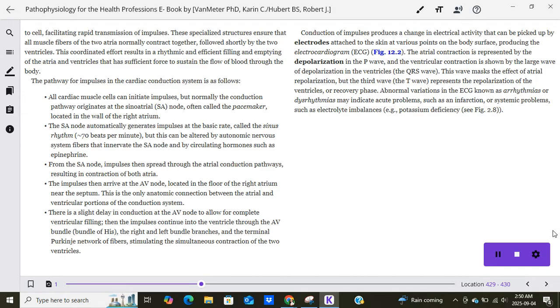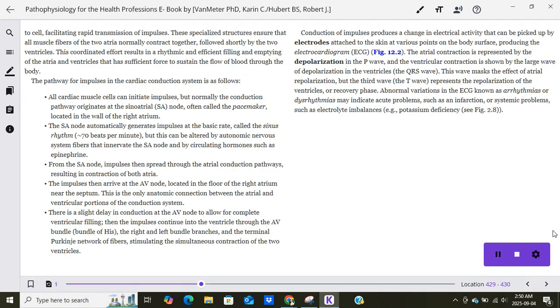Impulses then spread through the atrial conduction pathways, resulting in contraction of both atria. The impulses then arrive at the AV node, located in the floor of the right atrium near the septum. This is the only anatomic connection between the atrial and ventricular portions of the conduction system.